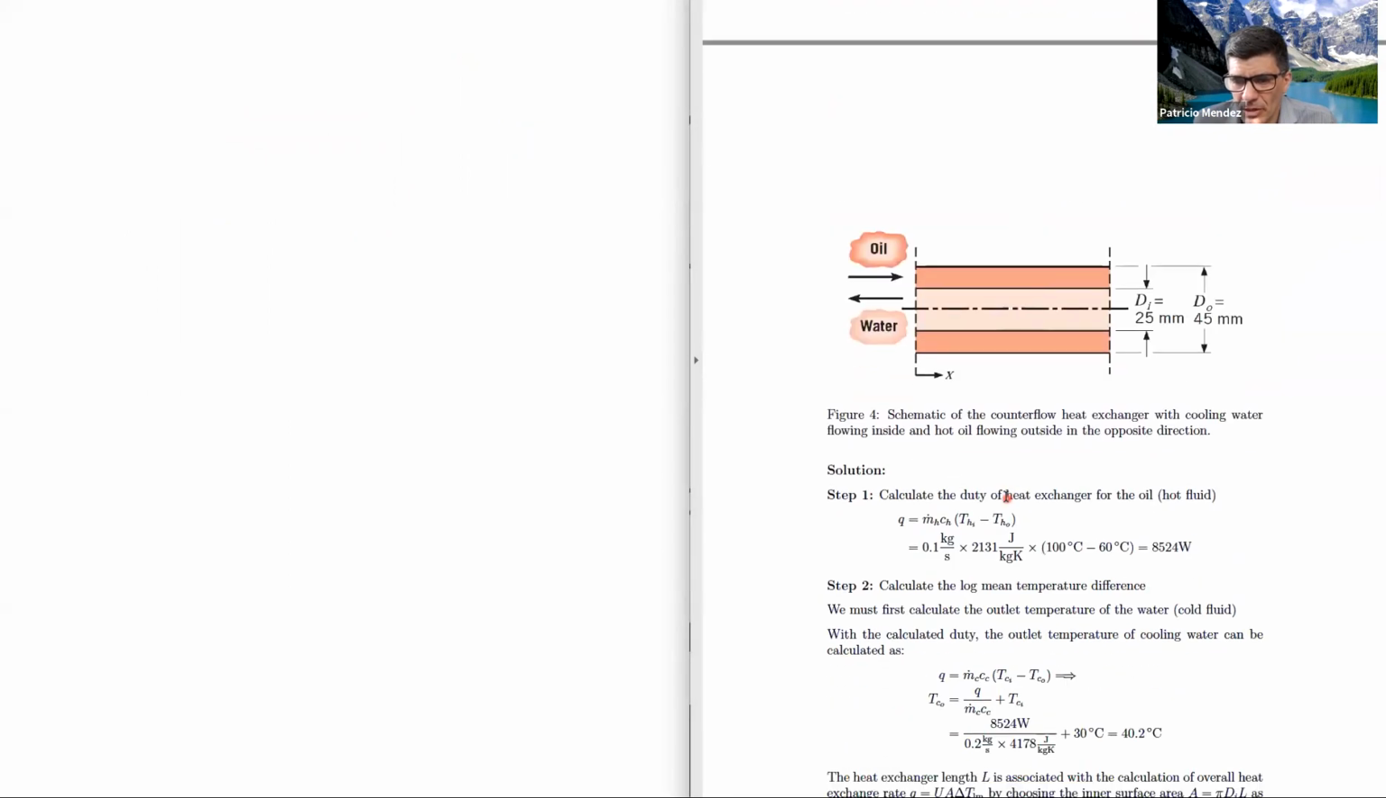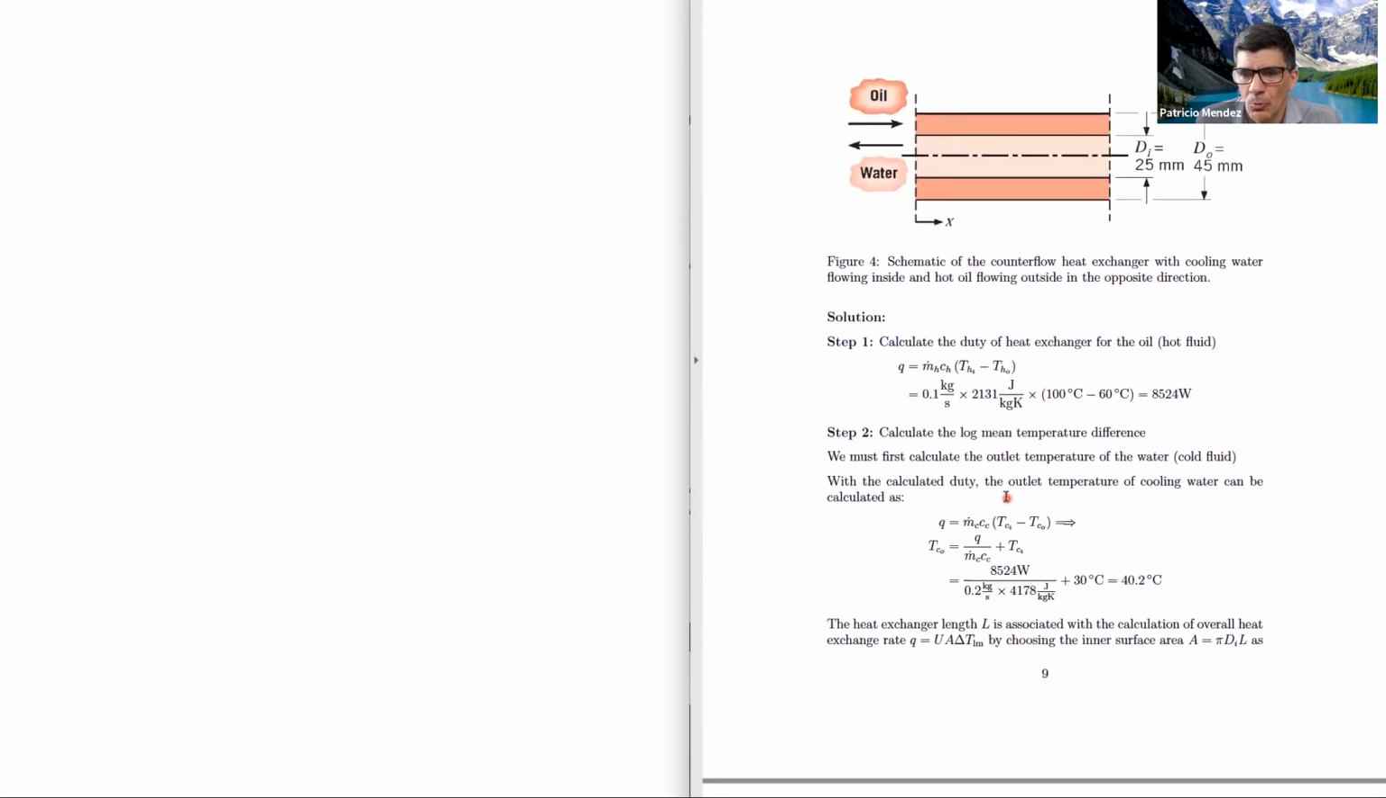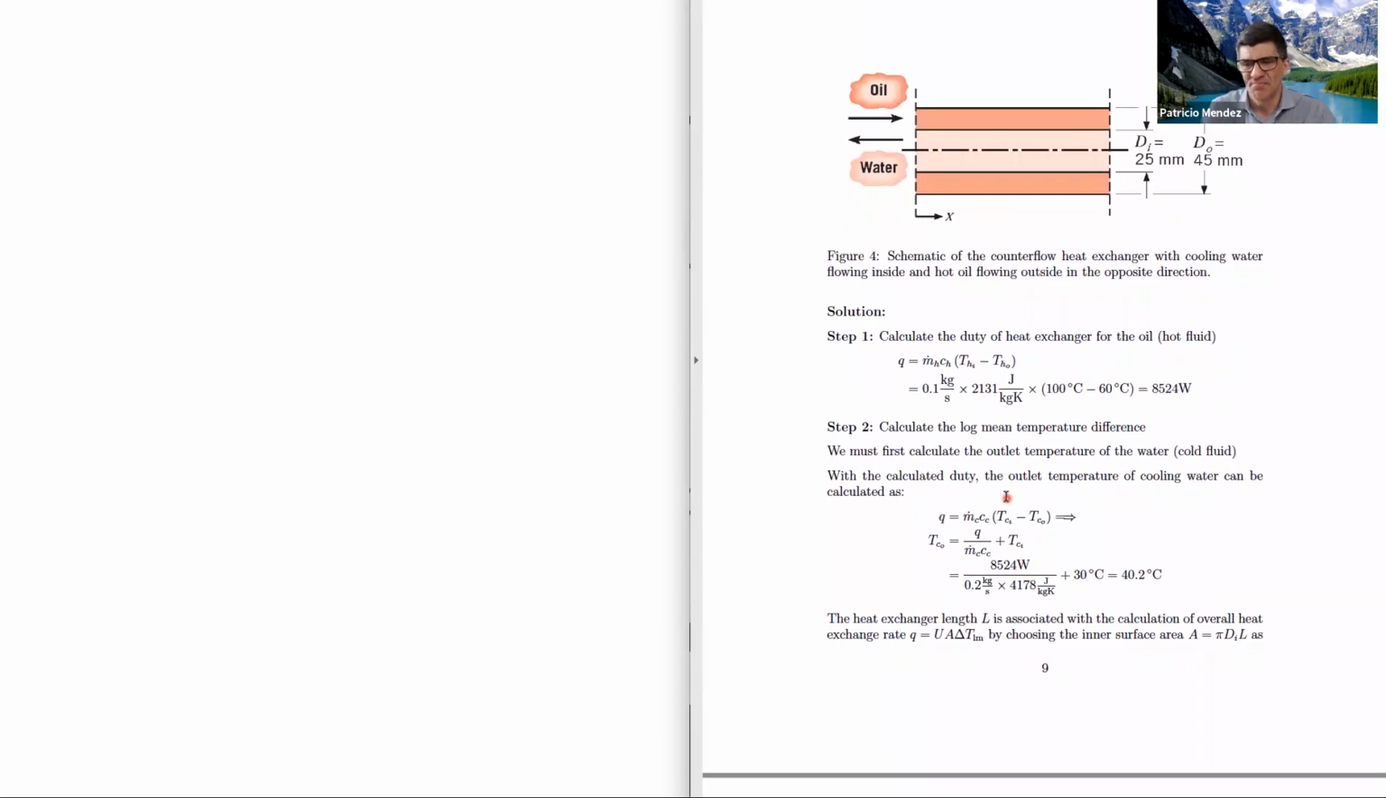Here we have our heat exchanger. Let's do step 1. Let's calculate the duty, which you know how to do. So it's easy. Duty is mass flow times specific heat. And we know for the oil that is the hot fluid, temperature hot minus the inlet minus temperature of the hot fluid at the outlet. And here we're assuming there is no phase change. Here we're assuming that the specific heat is constant.